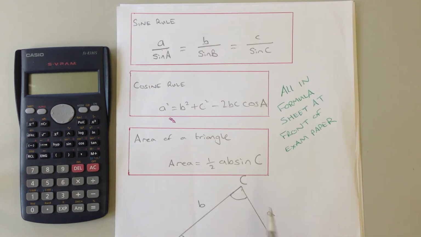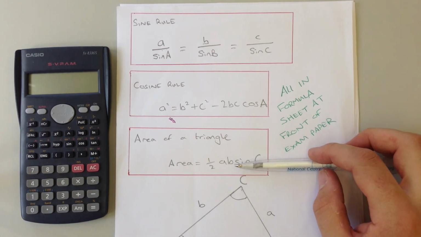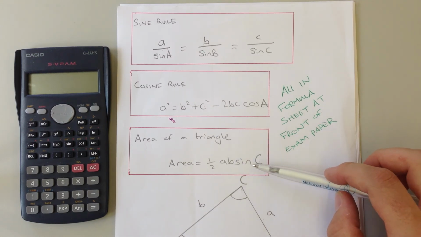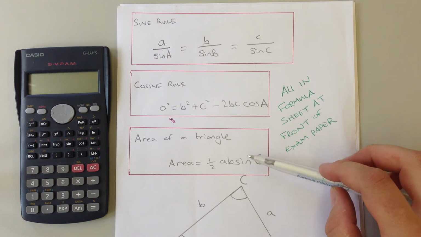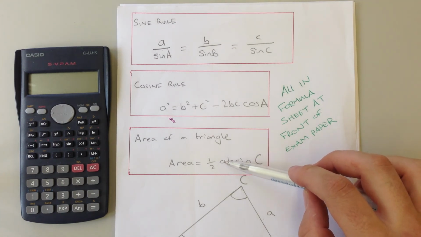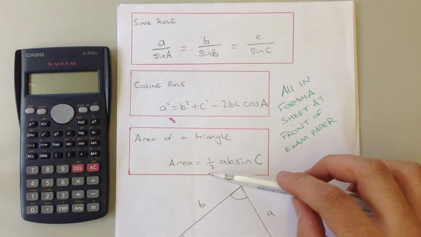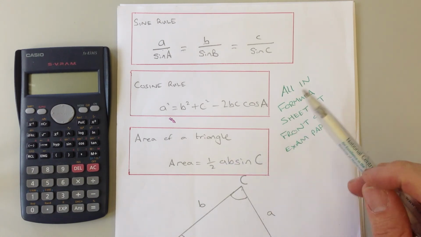So if we look at these rules, I'll start off with the area of a triangle rule. The area is half ab sine C. Now that's actually similar to just the normal area of a triangle, half a b. The only difference is it's got sine C, which is always the angle between them. So one side, small a, another side, small b, and then the angle between them: half ab sine C.